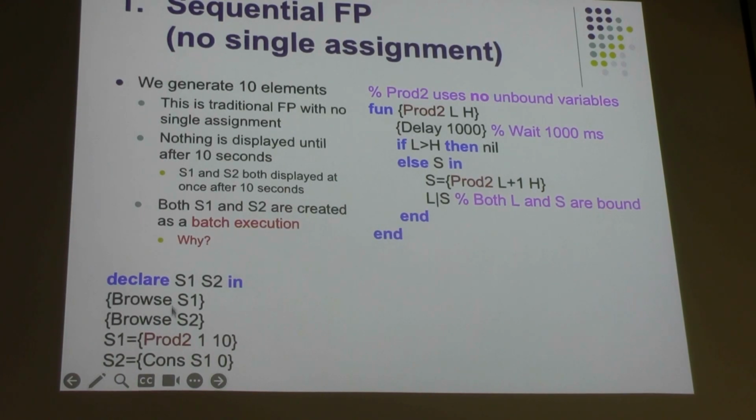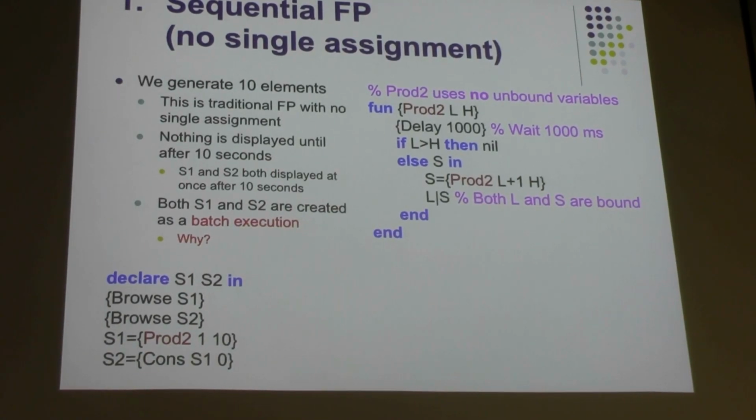So how will this thing run when you run it? I browse S1, S2, and I run it here, Prod 2 followed by Con. Prod 2 will not return anything until it is complete. When I call Prod 2, it will do a recursive call here, but the result is only computed when this recursive call comes back, which means at the very end. That means the execution will be batch. So there will be 10 seconds of waiting, and then Prod 2 will return, and then S1 is displayed completely.